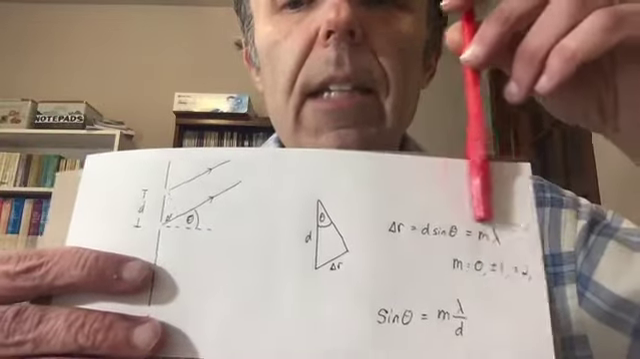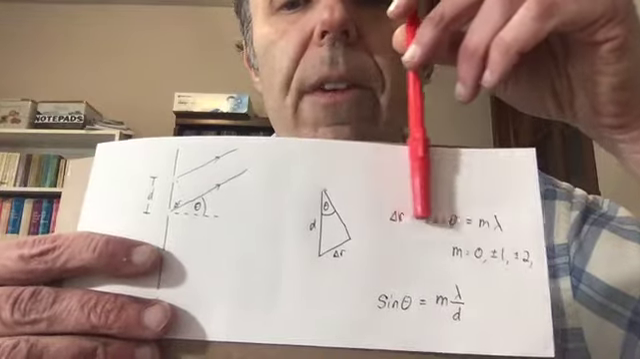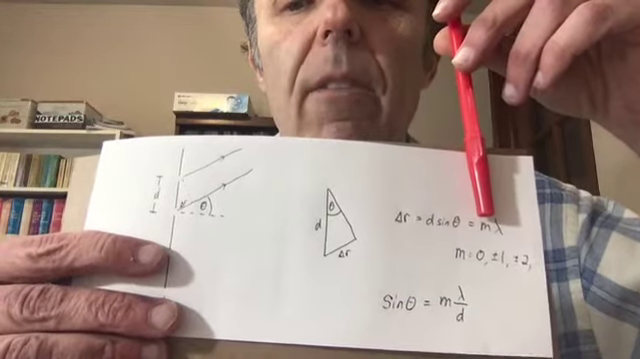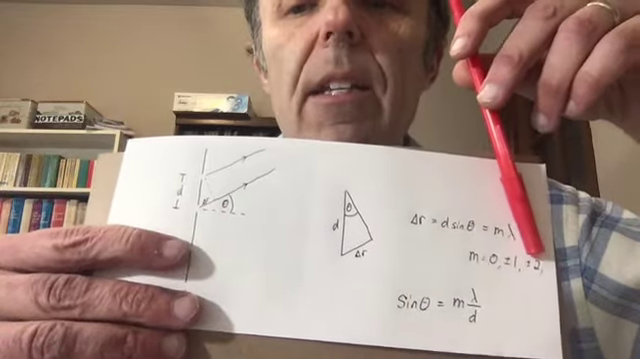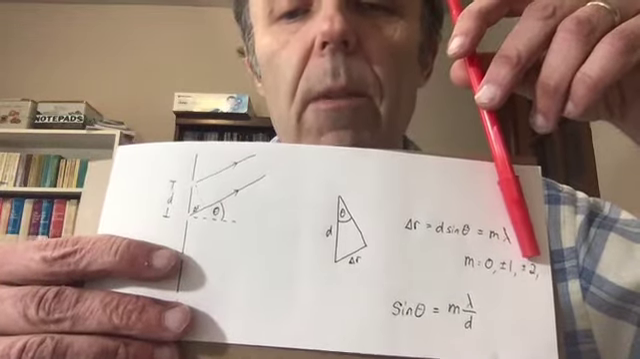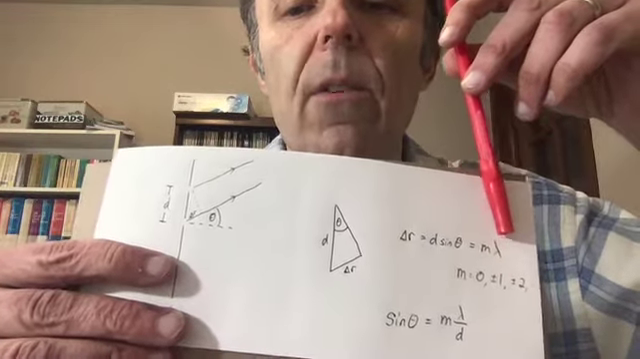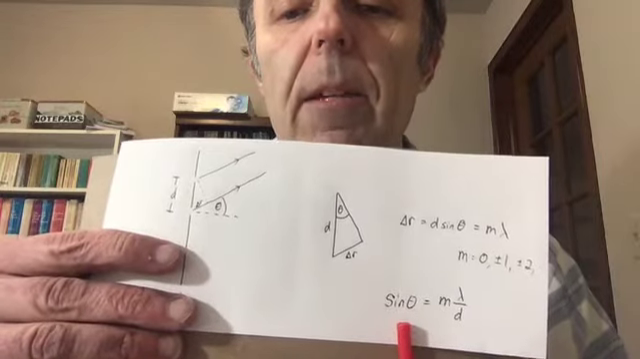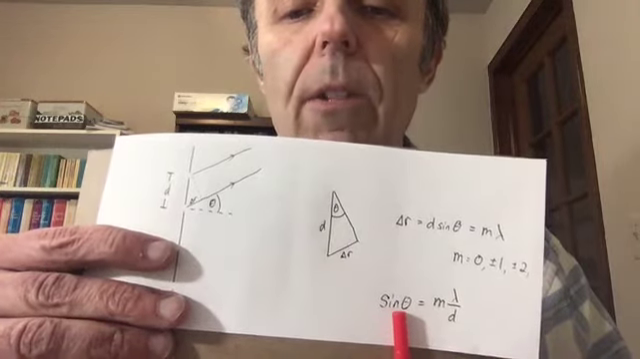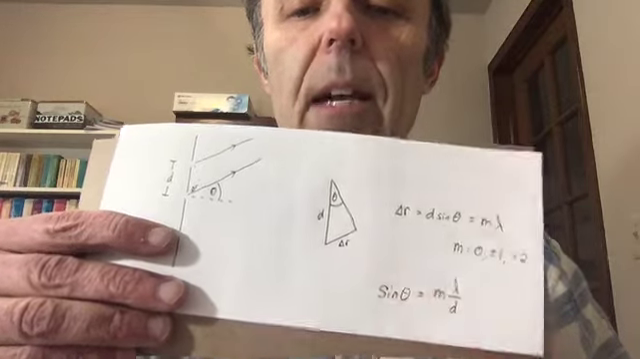is d sine theta. That's just trigonometry. And for constructive interference, you want that to be an integer number of wavelengths, m lambda. Lambda is the wavelength. m is 0, plus or minus 1, plus or minus 2, some integer. So when you solve this for sine theta, the angle where you get these bright peaks is going to be some integer m, the order of the grating spots, times lambda divided by d.